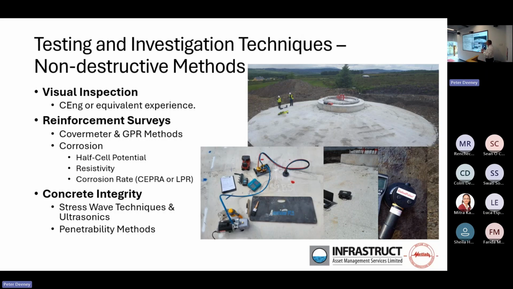And then finally, something that I find is very, very useful to give us an indication of the real quality of the concrete is permeability. If the concrete is very impermeable, it's very difficult for liquid and other aggressive substances to get into the reinforcement or out of the concrete. And again, it's something that can be tested non-destructively.